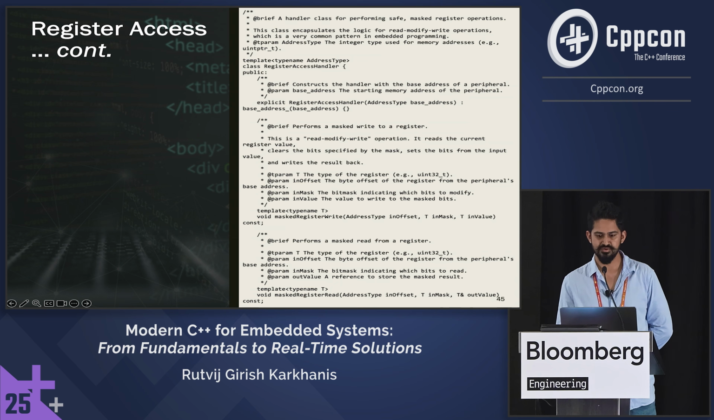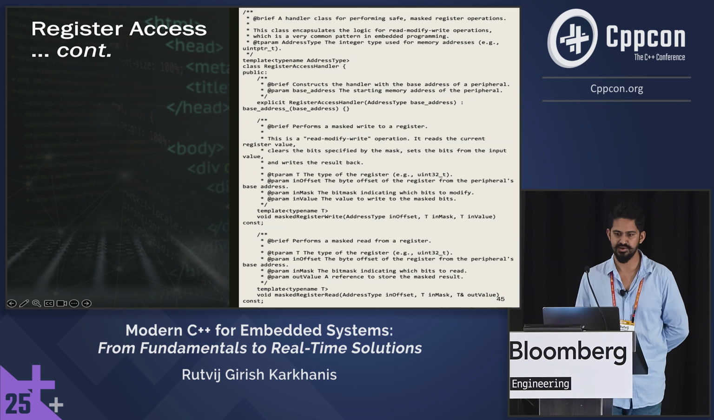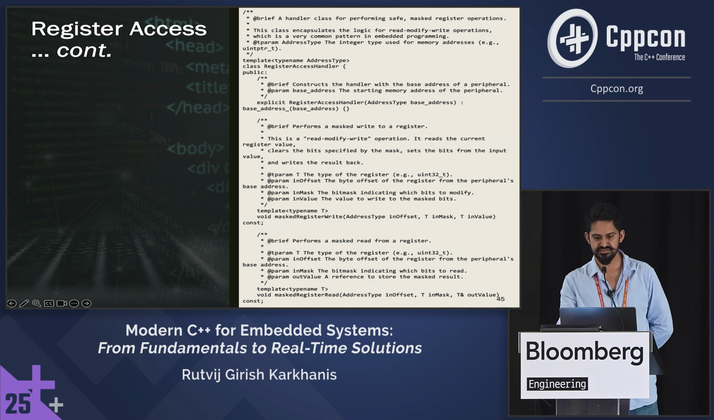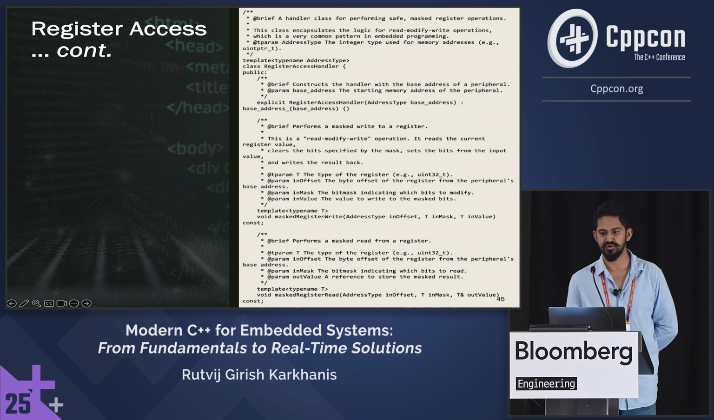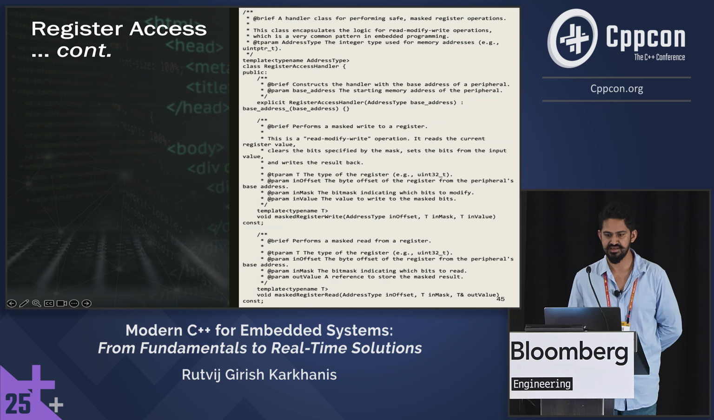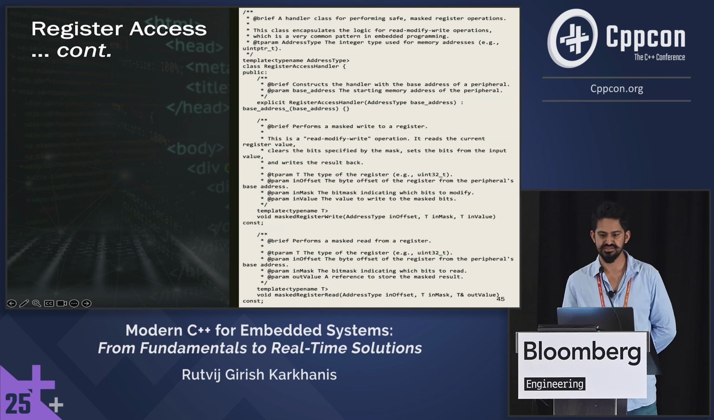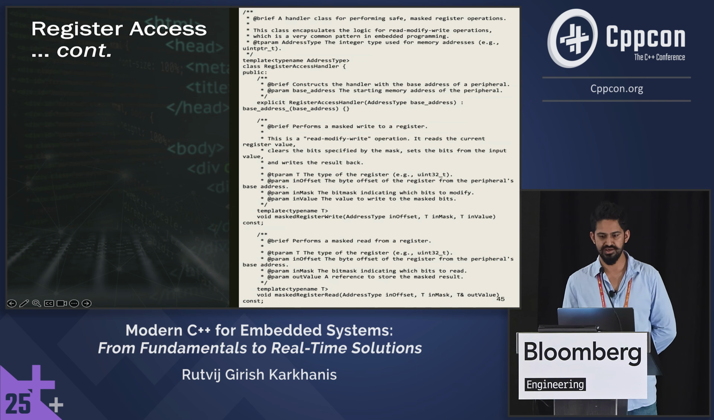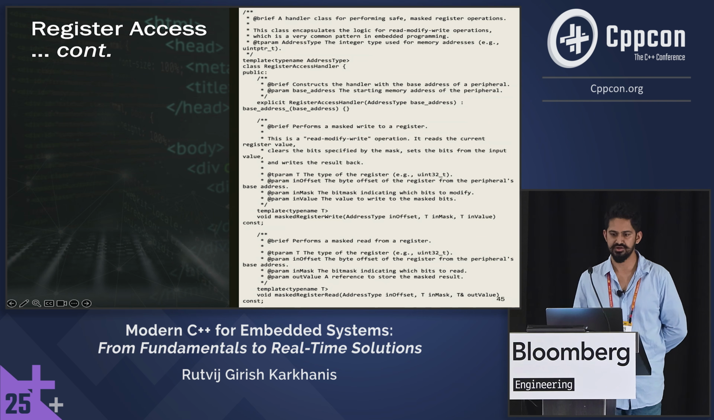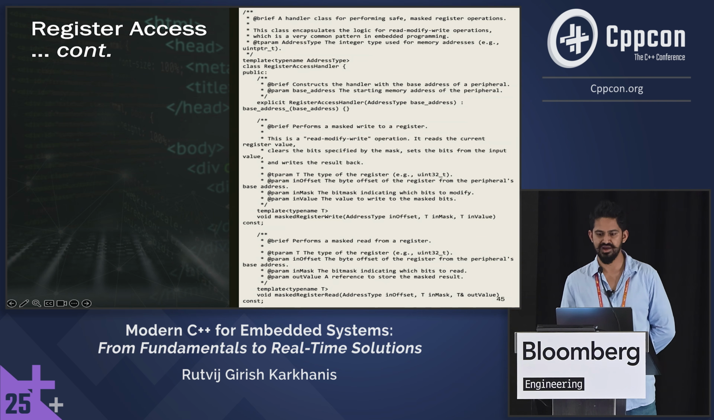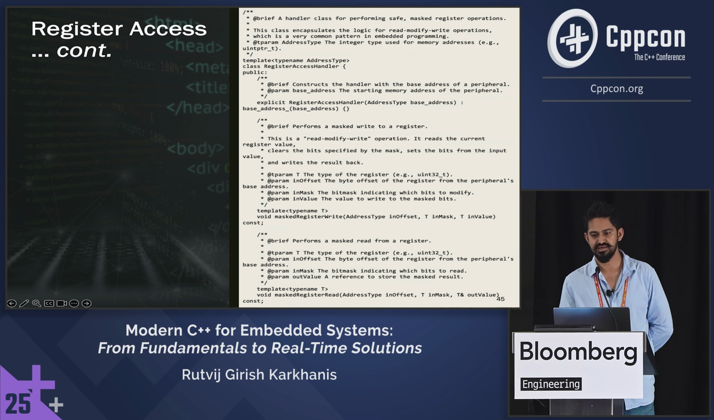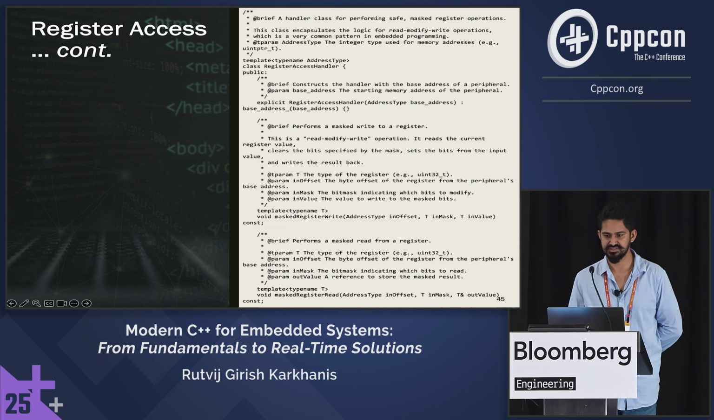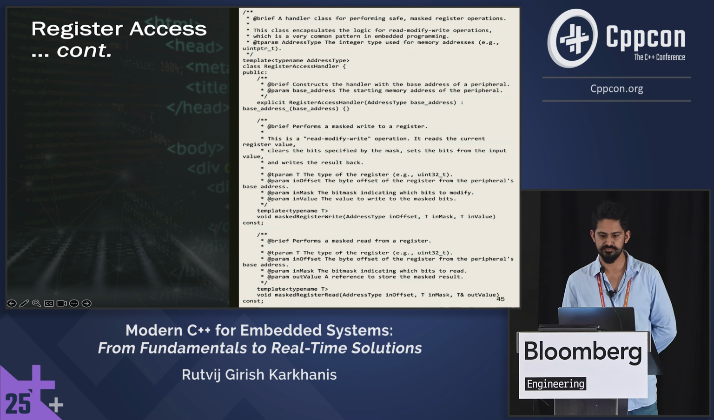You have the masked register write template function. This function implements the classic read, modify, write sequence safely. It takes the register's offset, a mask to specify which bits to change, and the value to apply. Using a volatile pointer ensures the compiler performs each step exactly as written, which is critical for hardware interaction.